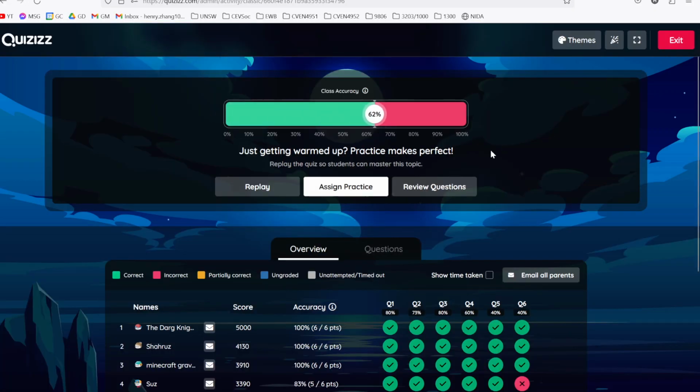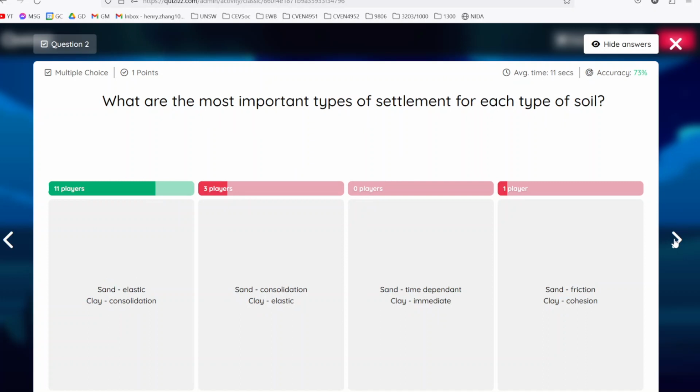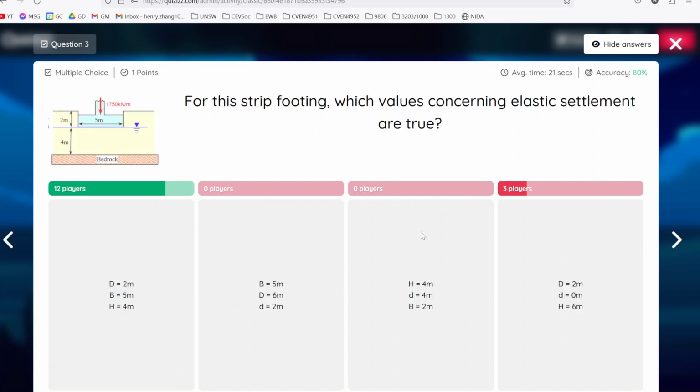Let's just quickly go over the questions. So, yep, we're dealing with elastic settlement first, then consolidation, and then creep. That's the stuff here. So for sand, settlement calculations should be done with elastic settlement in mind in terms of which formulas to use, and clay should be with the consolidation formulas, which we'll see used soon.